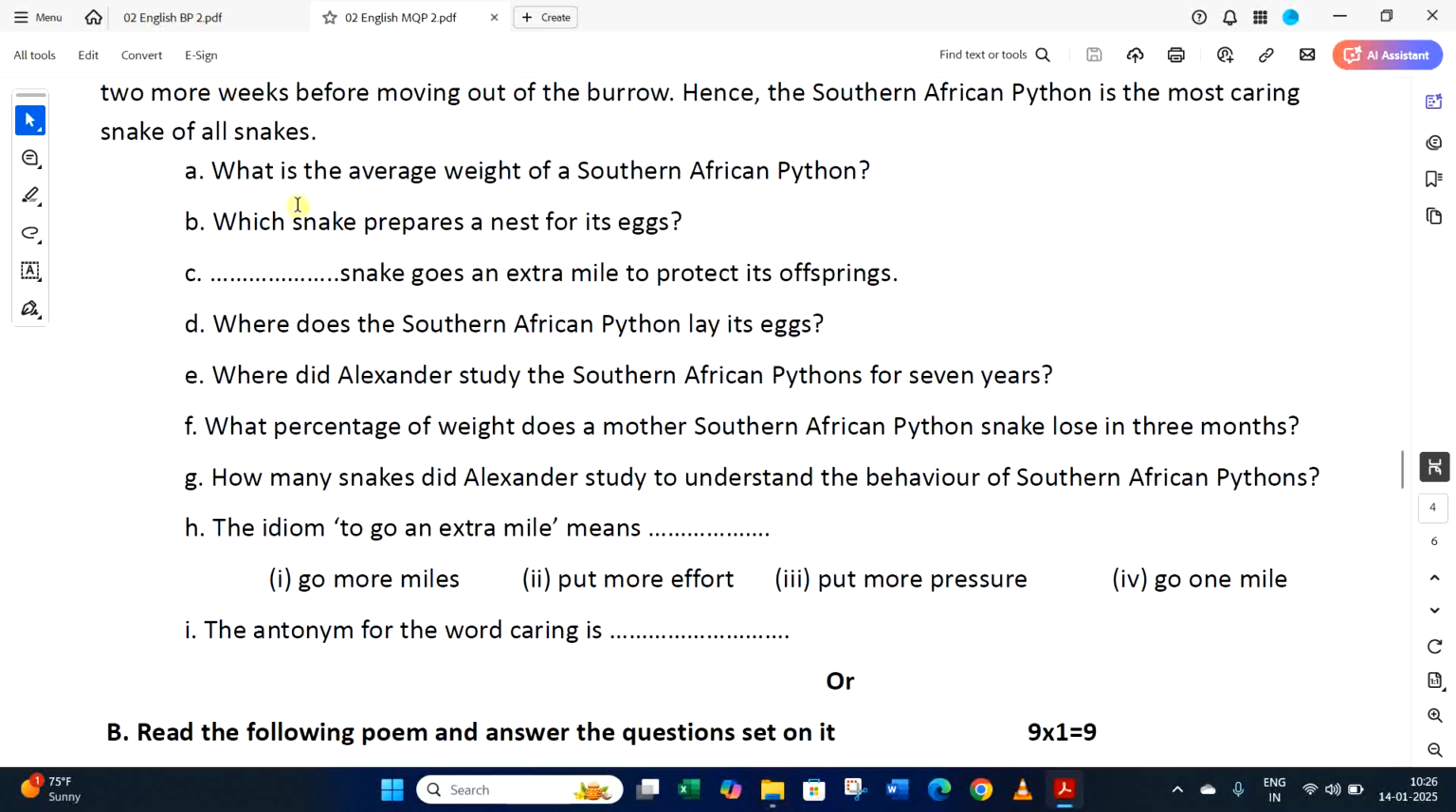For example, what is the average weight of a Southern African python? You have to answer these questions in sequence. You can find here questions asked on the passage: A, B, C, D, E, F, G, H, I. So 9 questions are asked. We have to answer those questions in an appropriate manner.